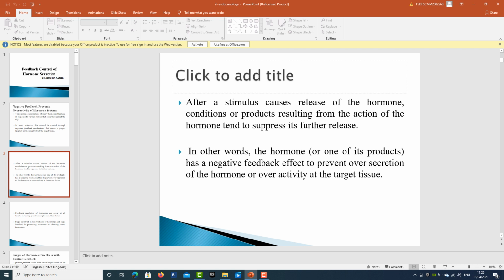Now, after a stimulus causes release of the hormone, conditions or products resulting from the action of the hormone tend to suppress its further release. In other words, the hormone or one of its products has a negative feedback effect to prevent over secretion of that particular hormone or overactivity at the target tissue in order to maintain the homeostasis.